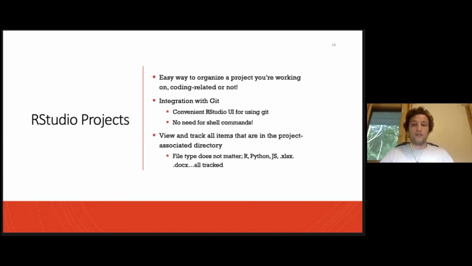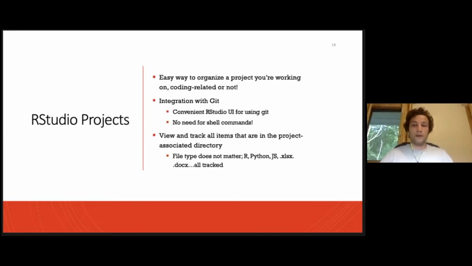And RStudio's projects let you easily view and track all items in your project inventory. So that includes any sort of file type. It doesn't matter if it's an R, Python, JavaScript coding file that you've written, or if it's an Excel file, or if it's a Word document. Anything that's within your RStudio project is going to be part of the project, more or less. And if you're tracking these with Git, you won't lose any of the older or iterative versions of work that you've been working on.